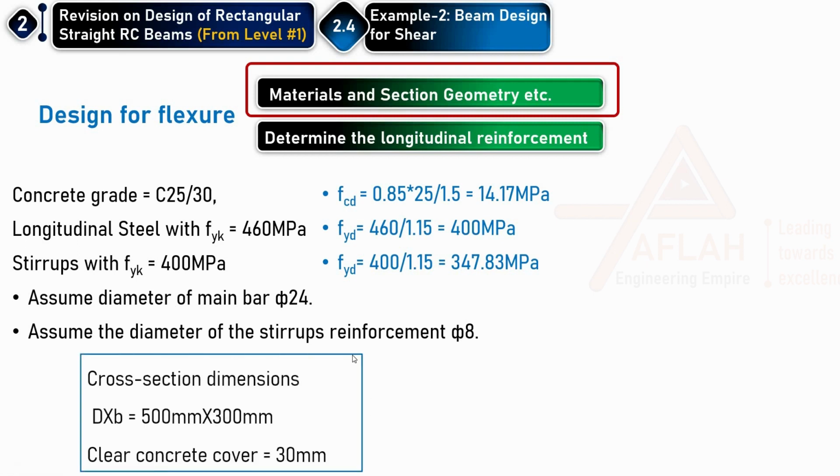Now these are given here. The material and the section geometry are here. From this, I will determine the effective depth, that is this, and I get 450 millimeters.